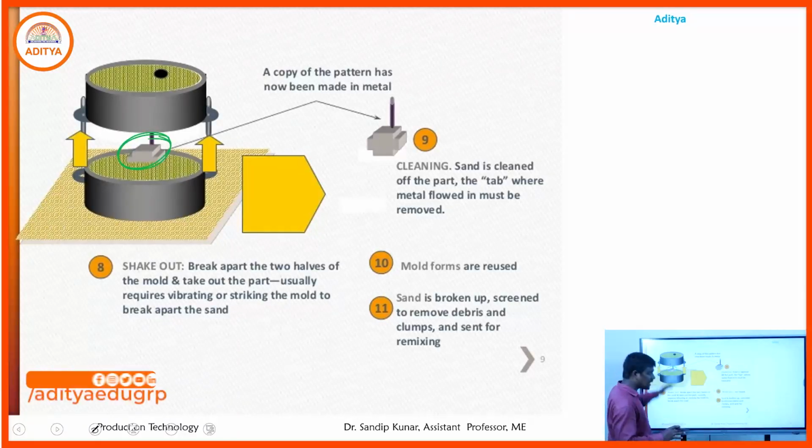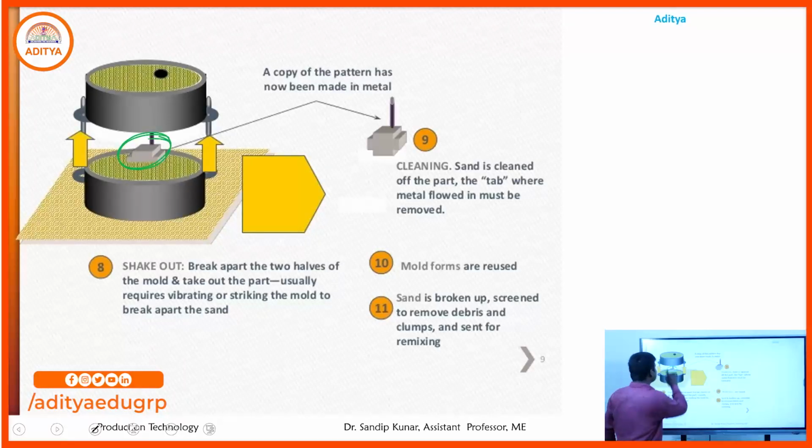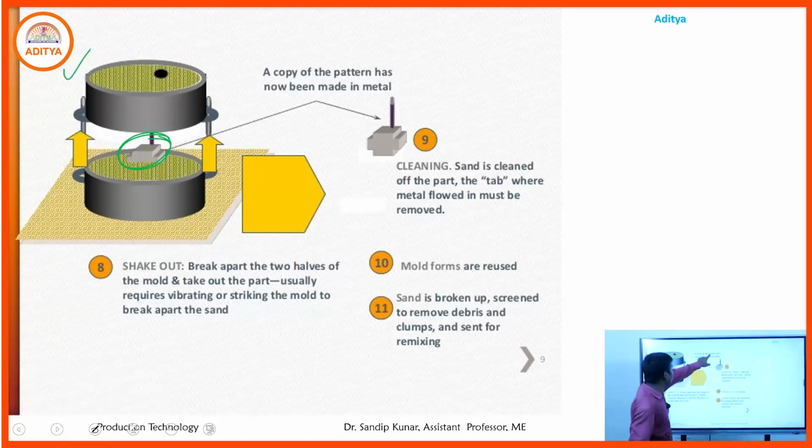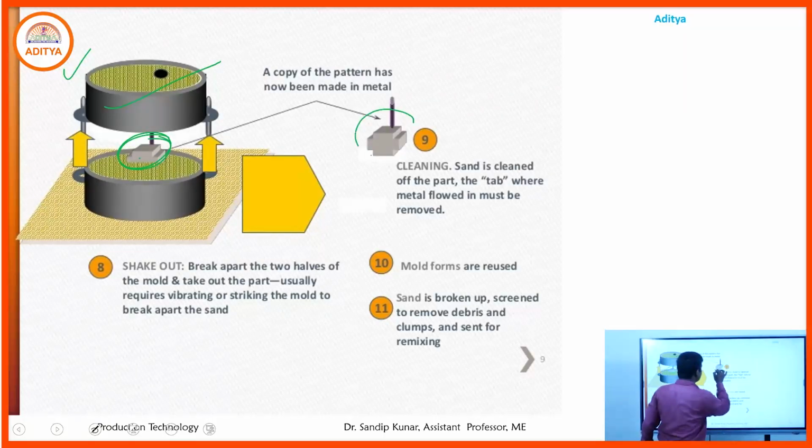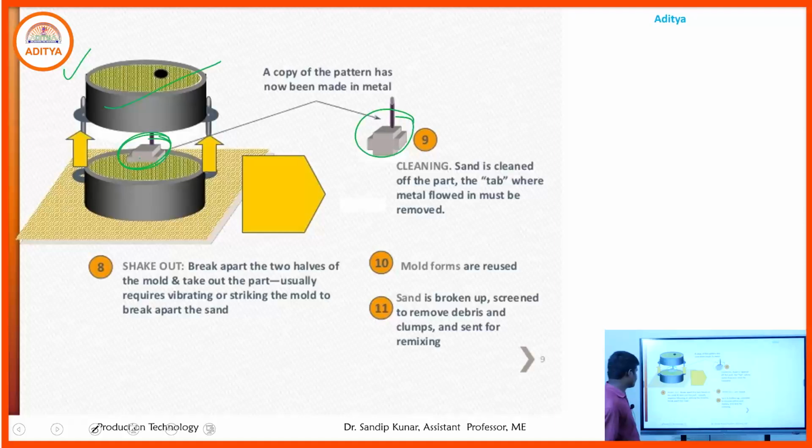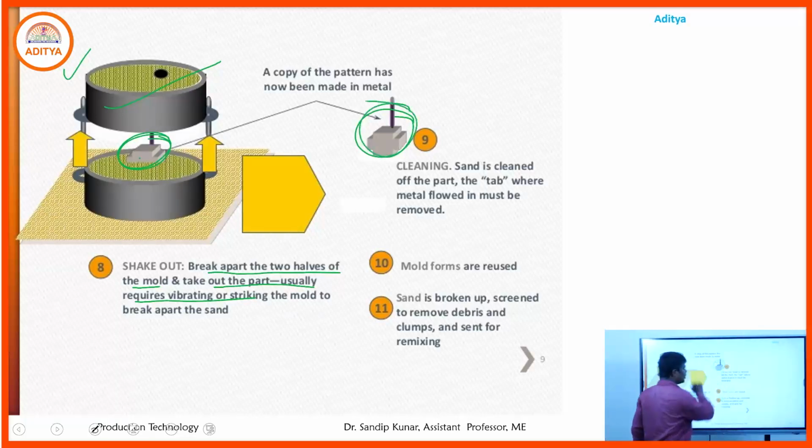After solidification, or after production of that part, we remove the upper part. A copy of the pattern has now been made in that particular material. Then we remove that part, and finally we have the pattern shape. Break apart the two halves of the mold and take out the part, which usually requires vibrating. Some vibrating or striking is given to the mold box, which creates some looseness, and due to that looseness, finally we take out the mold part.